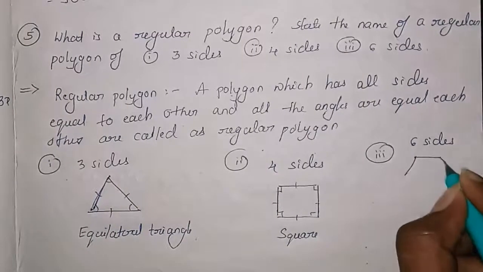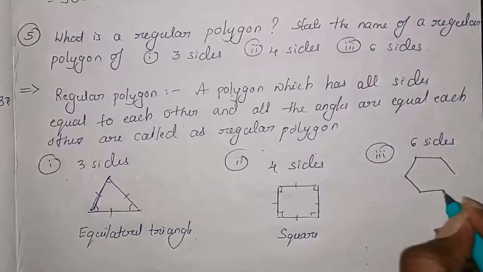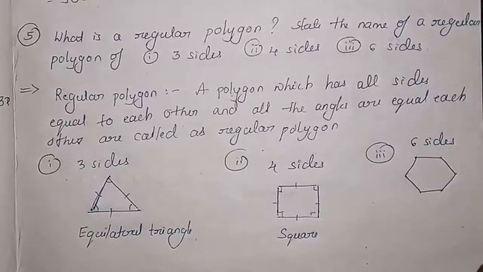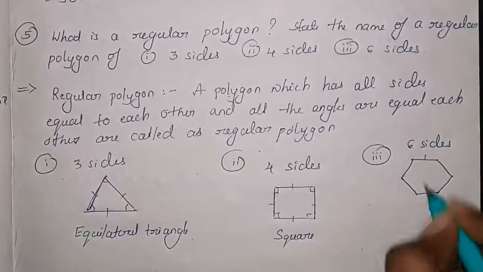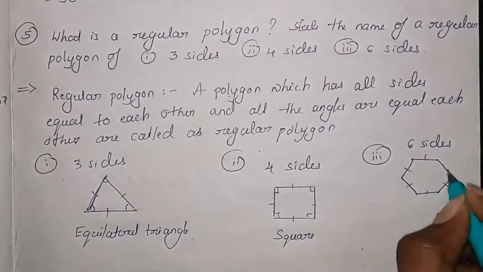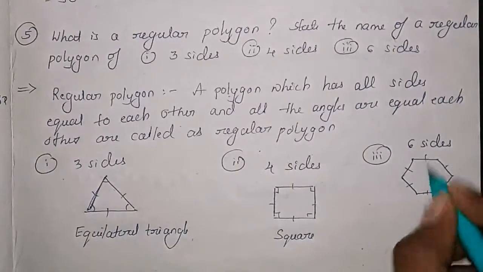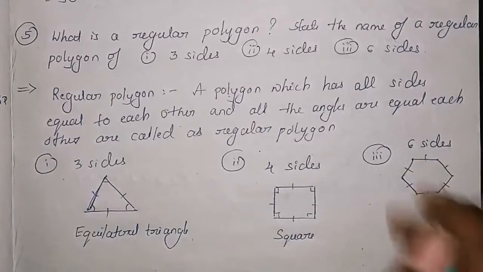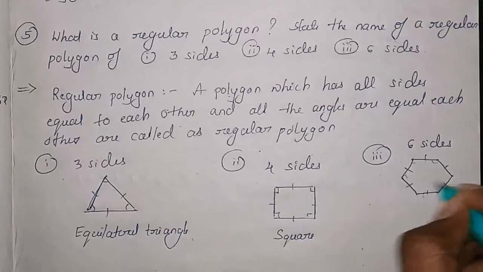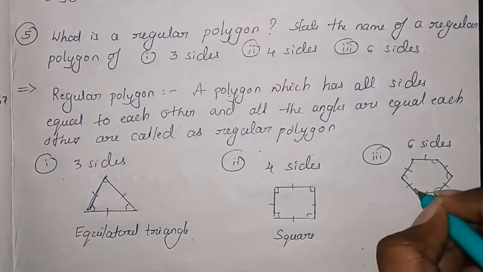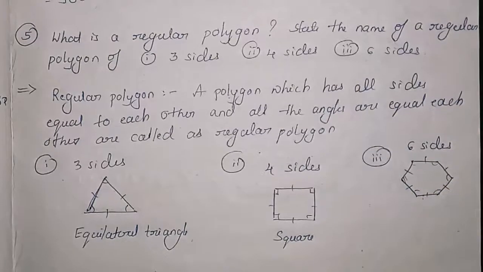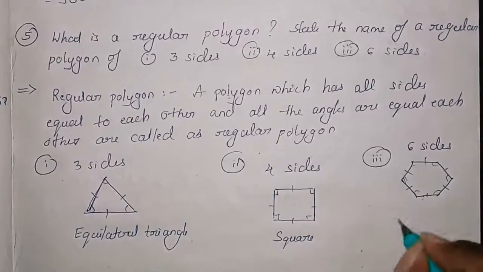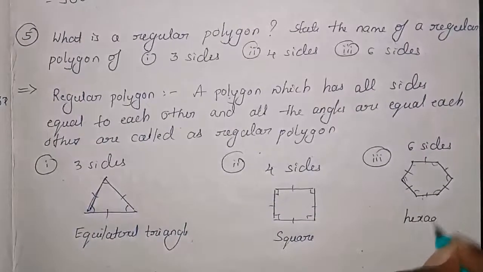And third one, that is 6 sides. So write 6 sides: 1, 2, 3, 4, 5, 6. All should be equal. So draw it with pencil: 1, 2, 3, 4, 5, 6. These are equal to each other, all are equal to each other. And the angles formed between these sides are equal to each other. So this polygon is called a hexagon.